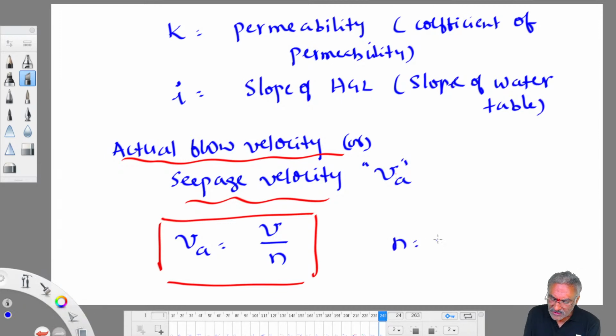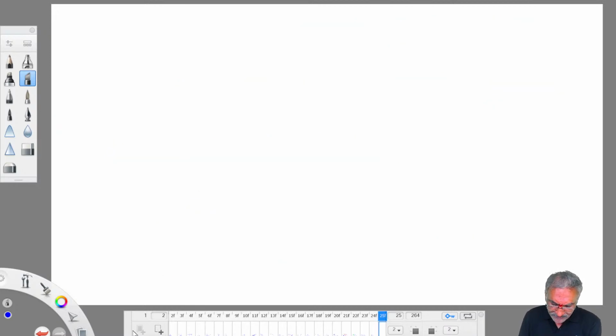Where n is equal to porosity of soil or porosity of aquifer. It is also a ground property. So K is a soil property and n is also a soil property. So soil properties influence the yield. Not only this, we also work out yield from the aquifer, using the equation Q is equal to KIA.